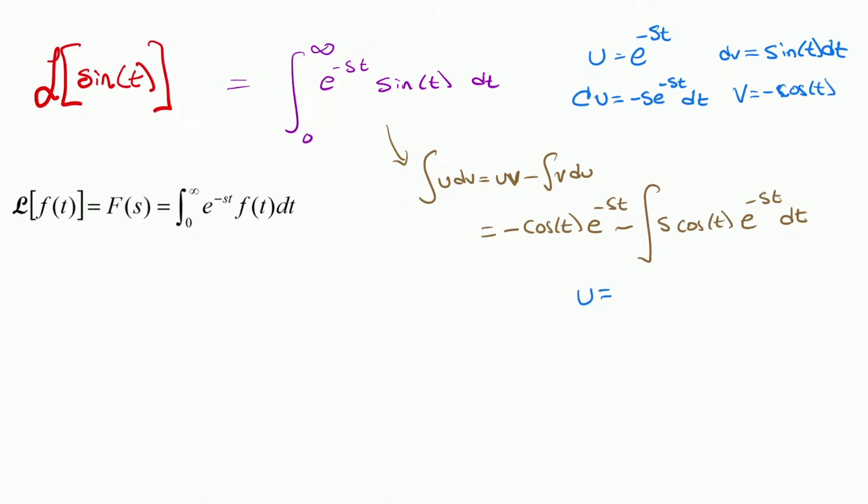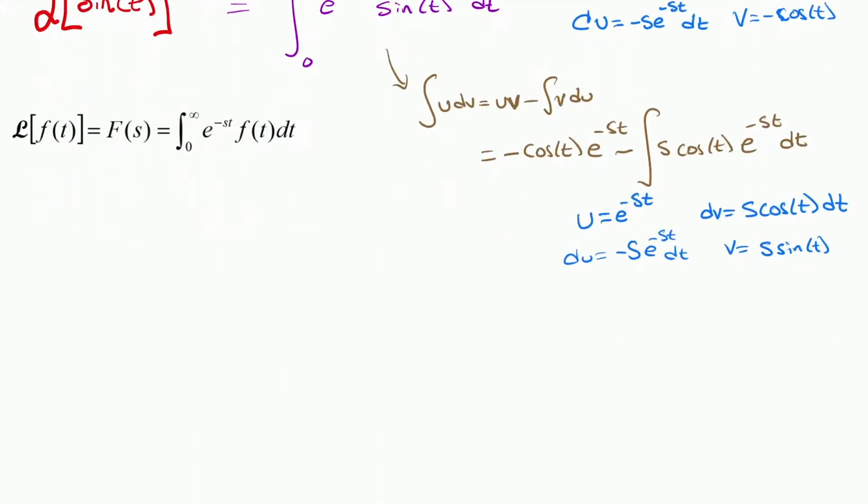So u is equal to e to the negative st, and dv is equal to s times the cosine of t dt. That's an s, not a 5. Okay, so then du, I think you told me, I'll just believe you, negative s e to the negative st dt, and then v is equal to s times sine of t.